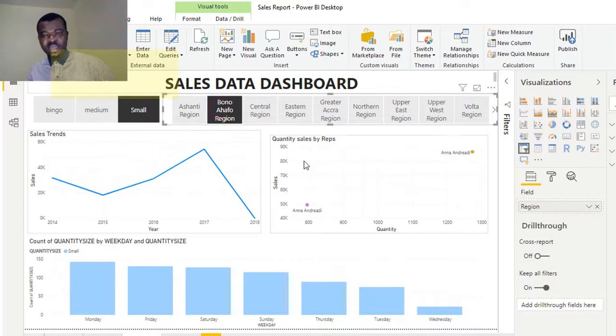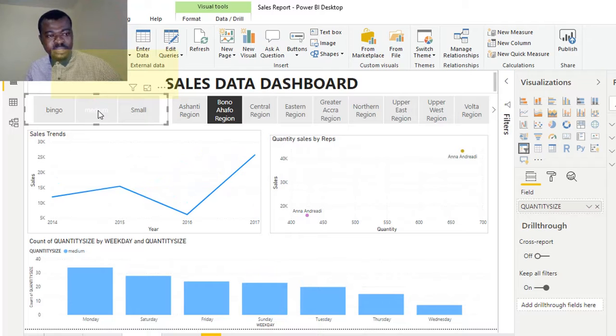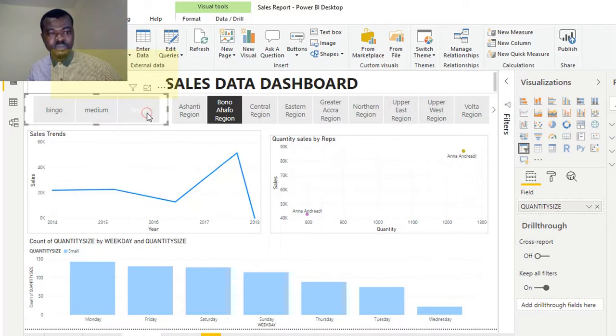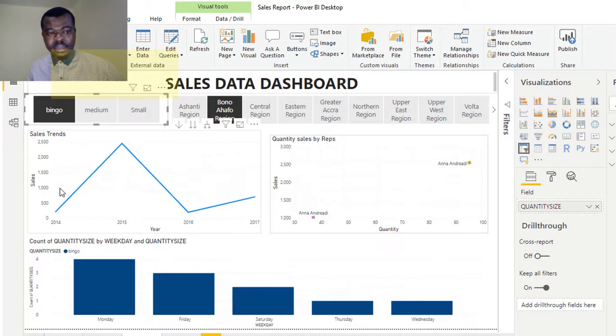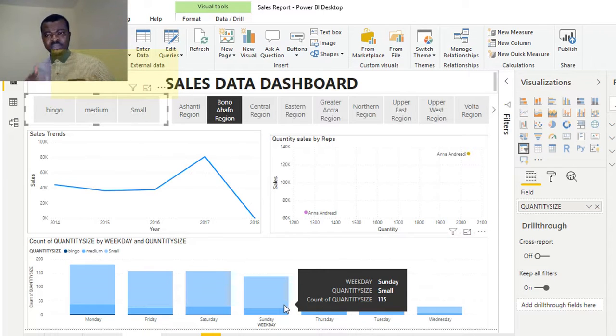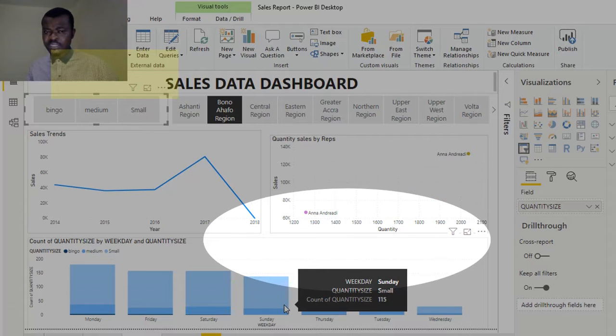If I click on that, the same way, you can tell this is the regional reps, the quantity they were able to sell. And in the same way, I can click on the type of products that they were selling, the products that is the middle, the small, and the bingo. And that one also gives you all the trend. And down here. Now, the question is, what is Spotlight?